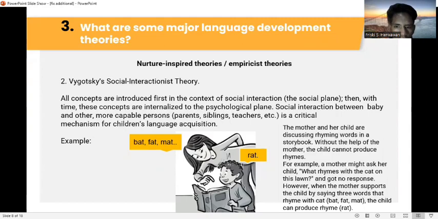Without the help of the mother, the child cannot produce rhymes. For example, the mother might ask the child, "What rhymes with the cat in this chapter?" And then the child cannot respond to that question. But when the mother supports the child by saying three words that rhyme with the word cat, such as bat, fat, mat, then the child can produce a rhyme by saying the word rat. So in this activity, the child learns language through social interaction.